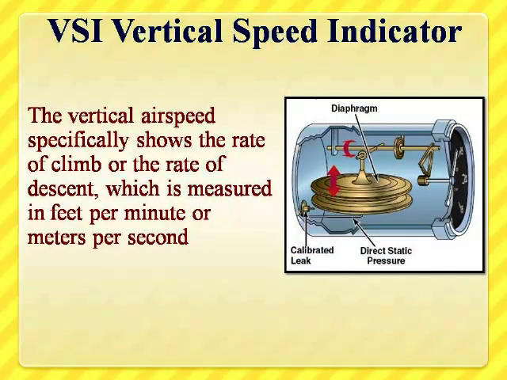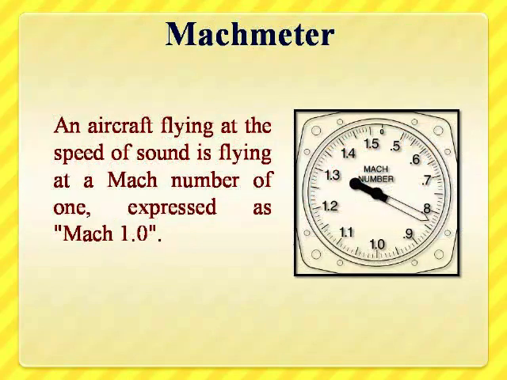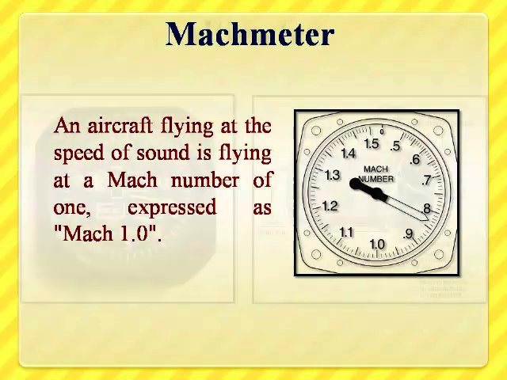And the vertical speed indicator is shown in this diagram, and it indicates the rate of climb or rate of descent, which is measured in feet per minute or meters per second as the aircraft is descending towards the runway. And a Mach meter is shown here, which is used to indicate the speed of the aircraft. It is indicated in terms of Mach 1 or Mach 2 and all, and the Mach is taken with reference to the velocity of sound as Mach 1.